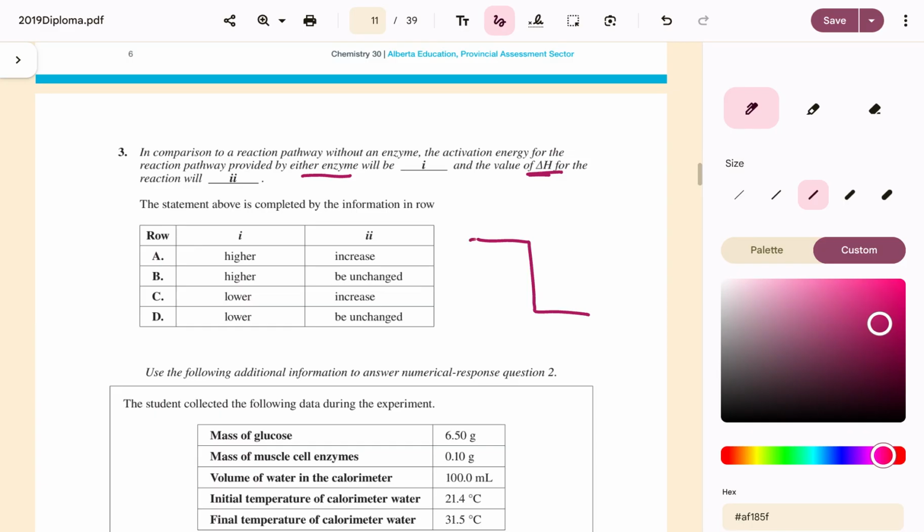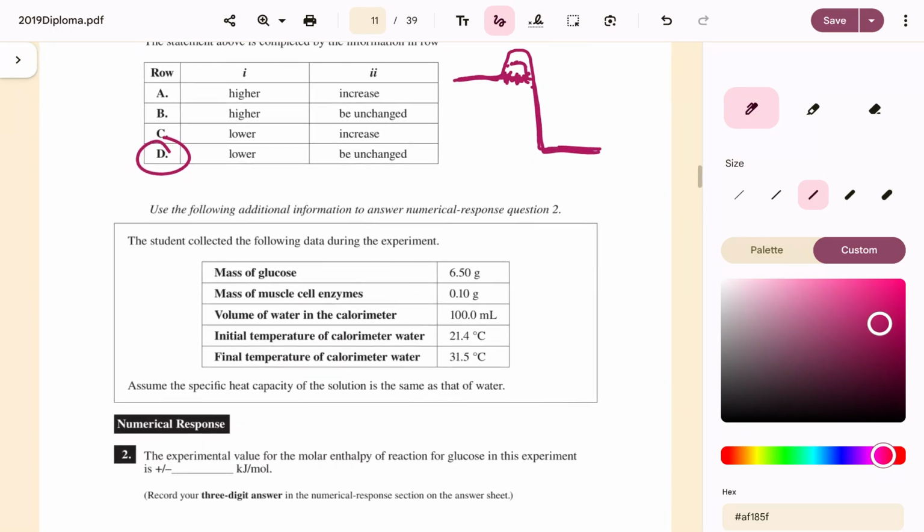When you are filling in your activation energy, it would look something like that, and this part wouldn't be here. Now, if you have a catalyst, which is another word for enzyme, it lowers the activation energy, right? It's providing a faster pathway, and the lower the bump, the faster the reaction. So enzymes will have a lower activation energy, and delta H is always the distance between reactants and products, so that doesn't change whether you have an enzyme or not. So this one looks like our answer is going to be D, lower and unchanged.